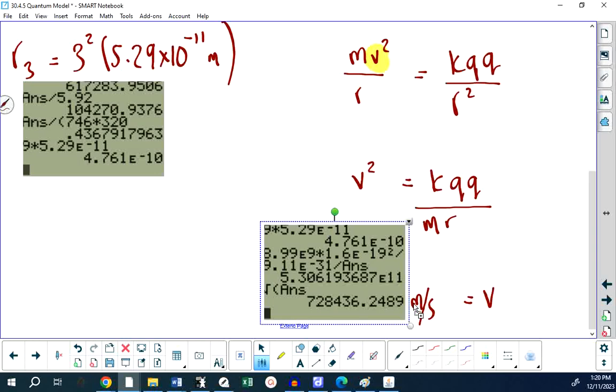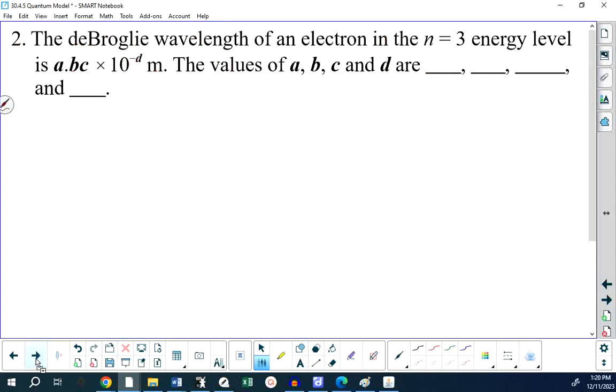All right, now, what is the de Broglie wavelength of an electron in the n equals 3 orbit? Can you just confirm that yours says n equals 3 as well? Okay.